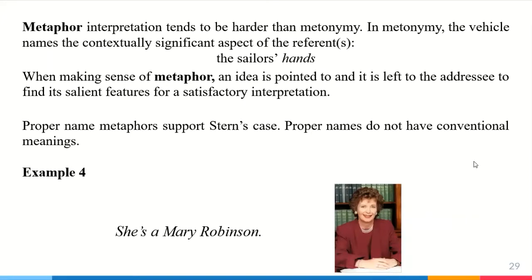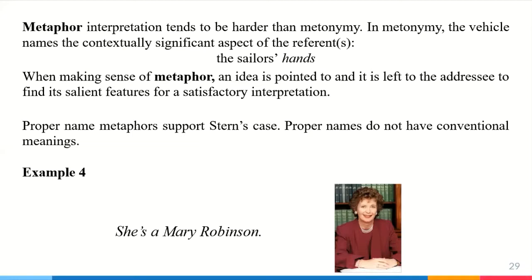Metaphor interpretation tends to be harder and potentially more rewarding than metonymy. In metonymy, the vehicle names the contextually significant aspect of the reference. For example, the sailor's hands. However, when making sense of metaphor, an idea is pointed to, and it is left to the addressee to find its salient features for a satisfactory interpretation.